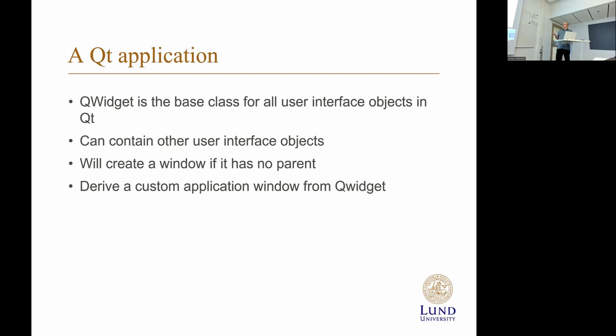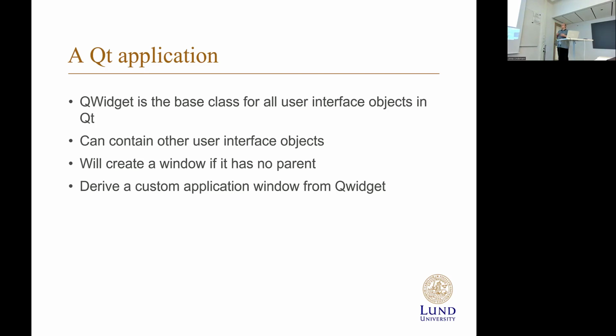As I said before, QWidget is the base class of all user interface objects in Qt. This object is similar to the base object in Python, but it has all the mechanisms needed to handle widget interaction, pressing, clicking, rendering, and so on. A widget can also contain other user interface objects. If you create a widget without a parent, it will create a window for you automatically. You can also derive a custom application window from QWidget.